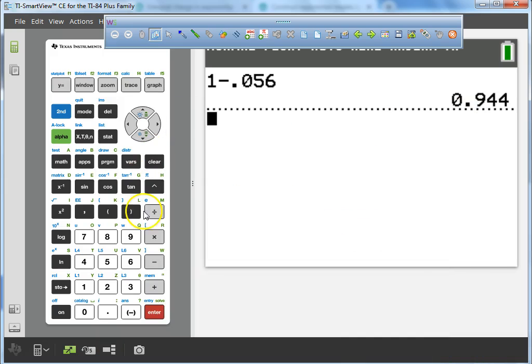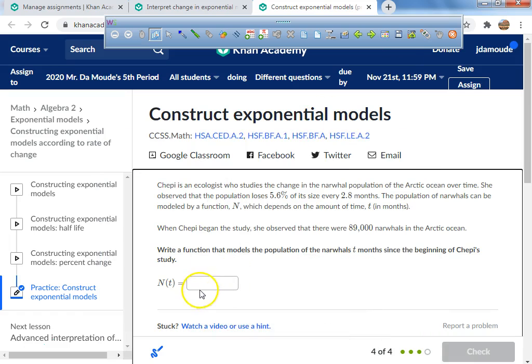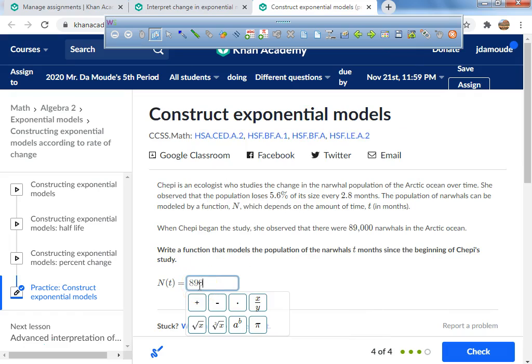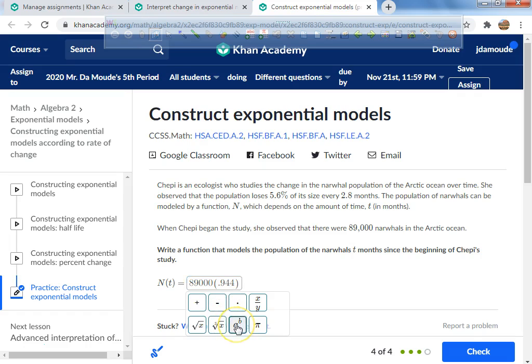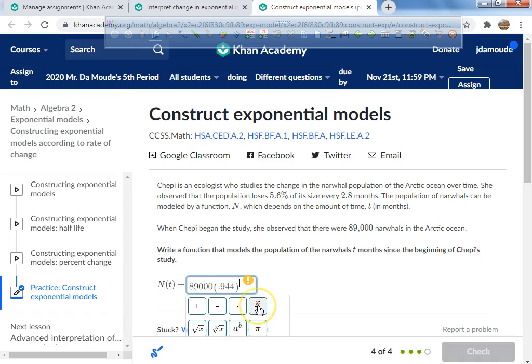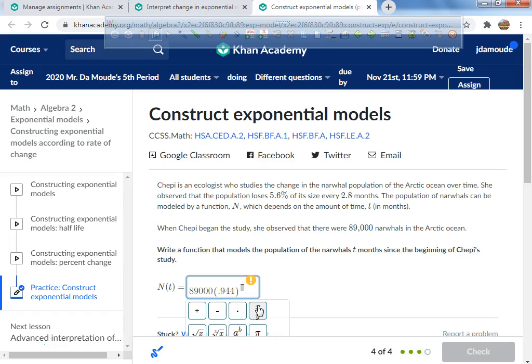Okay, so I'm going to go ahead and carefully type it in. We're going to start with 89,000 parentheses 0.944. And then I got to raise it, right? I got to raise it, but there's got to be a what? A little fraction. So I got to do a t, and I got to do what? 2.8.